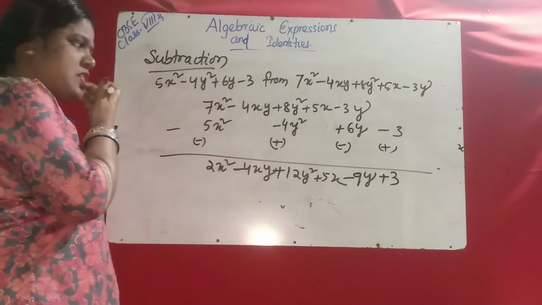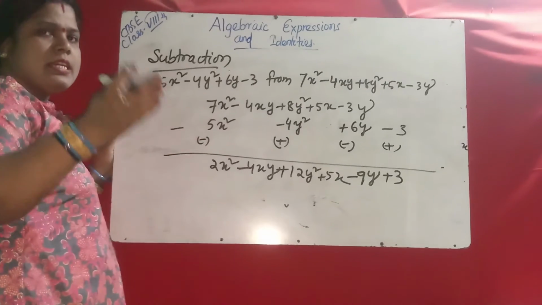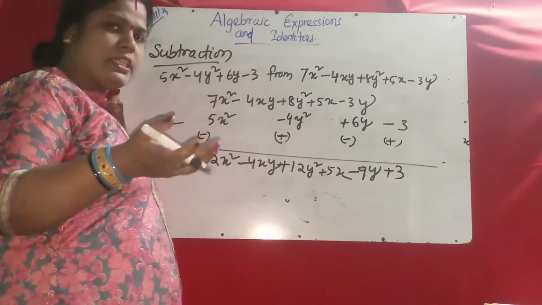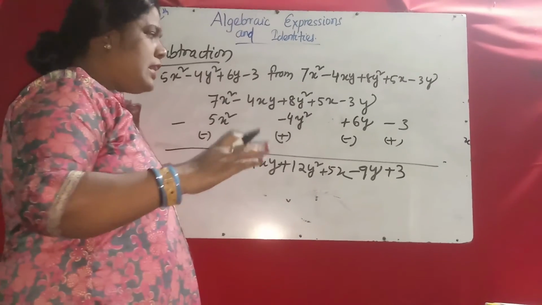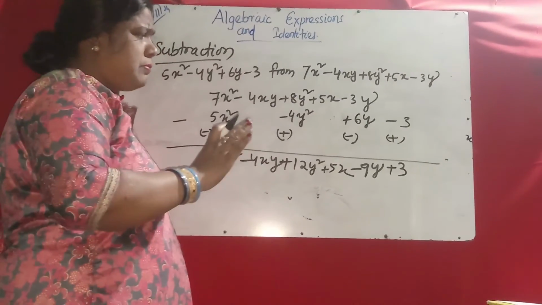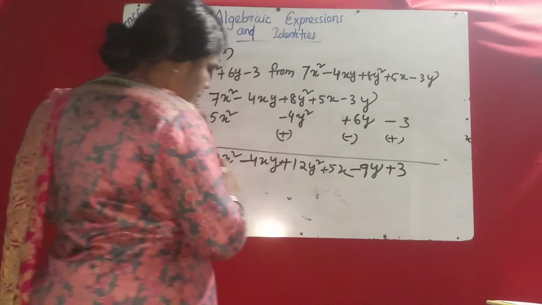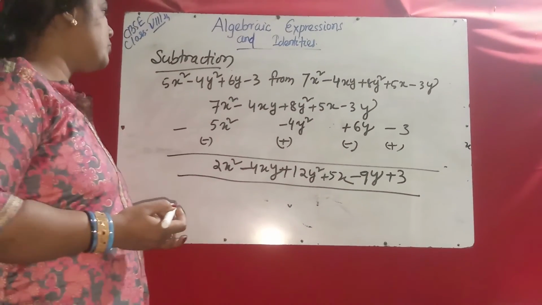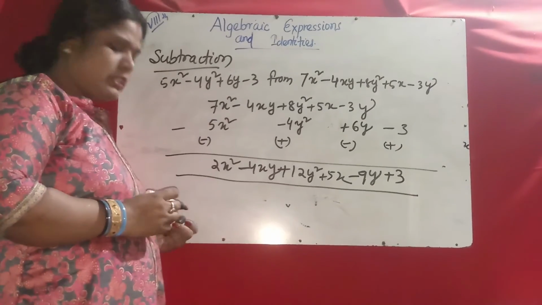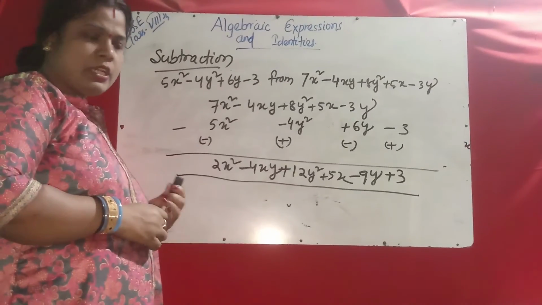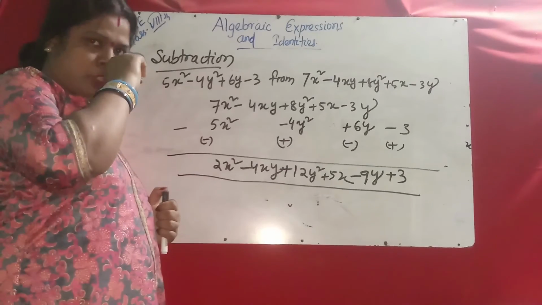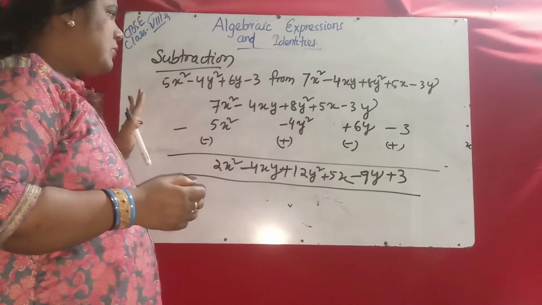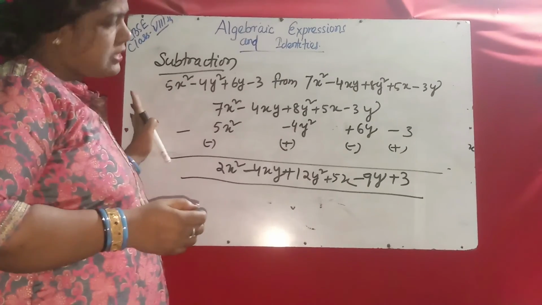So when you subtract, the second expression's symbols will be changed. Plus will change to minus, minus will change to plus. Then as usual, how you do the addition, you apply the same procedure to subtract. So I hope you understand how to do addition and subtraction, with coefficients, terms, factors, monomial, binomial, trinomial, polynomial, all this. So this is all about today's class. Thank you.